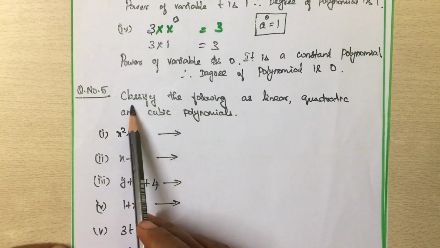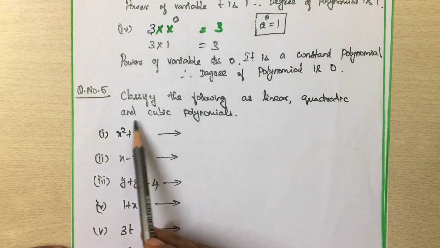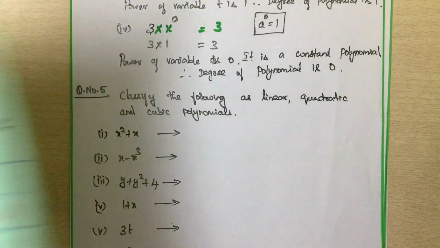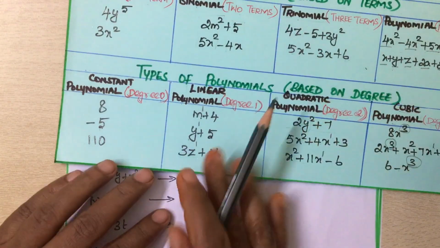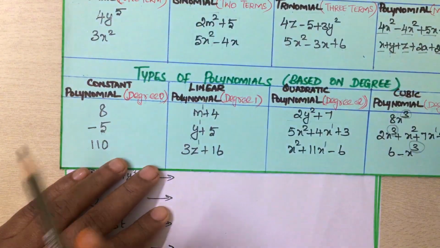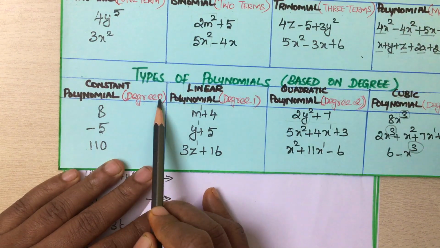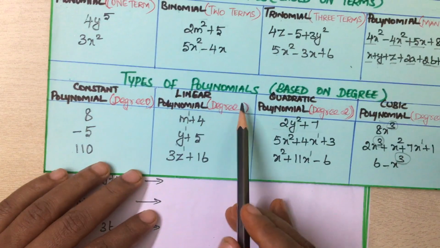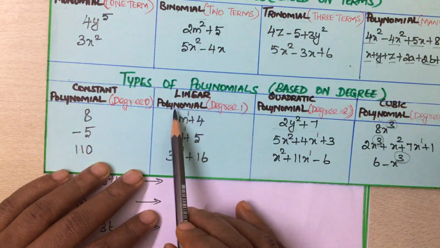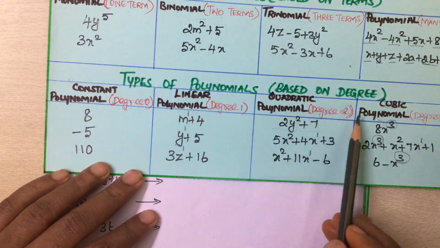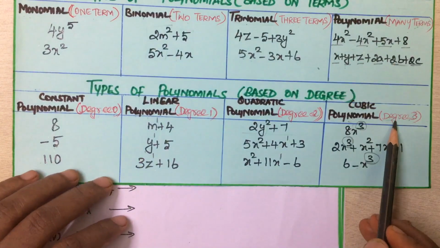Fifth question, classify the following as linear, quadratic and cubic polynomials. We know types of polynomials based on degrees are this. The first is constant polynomial. If the degree is 0, then it is constant polynomial. If the degree is 1, then it's linear polynomial. If the degree is 2, quadratic, and if the degree is 3, then it is a cubic polynomial.